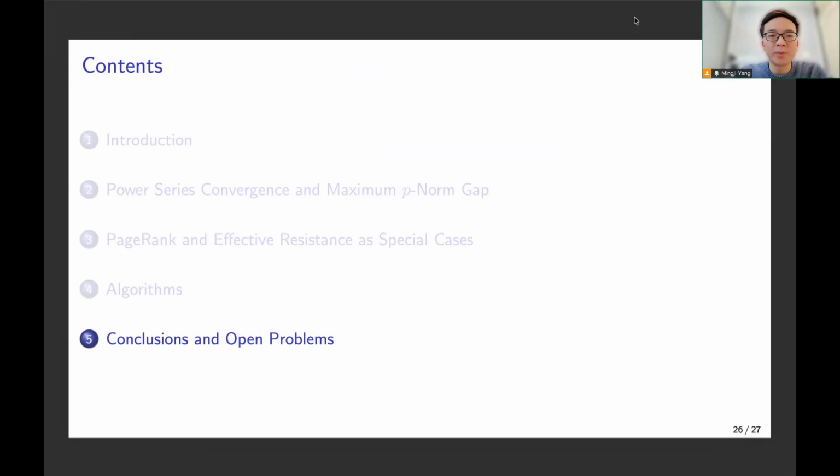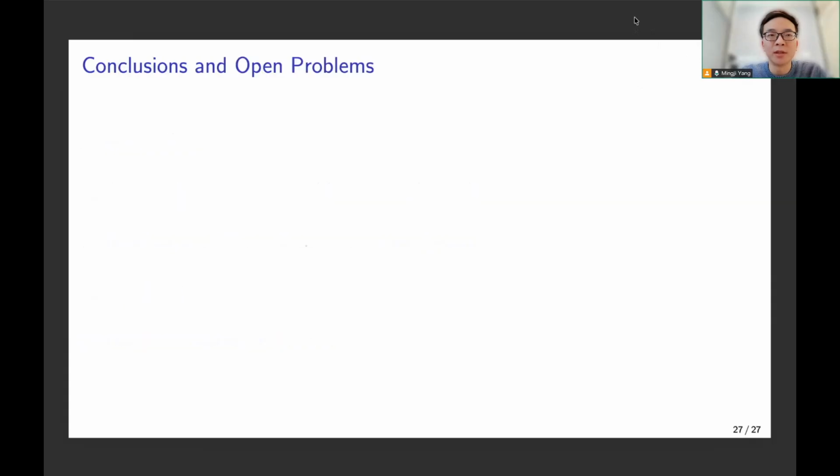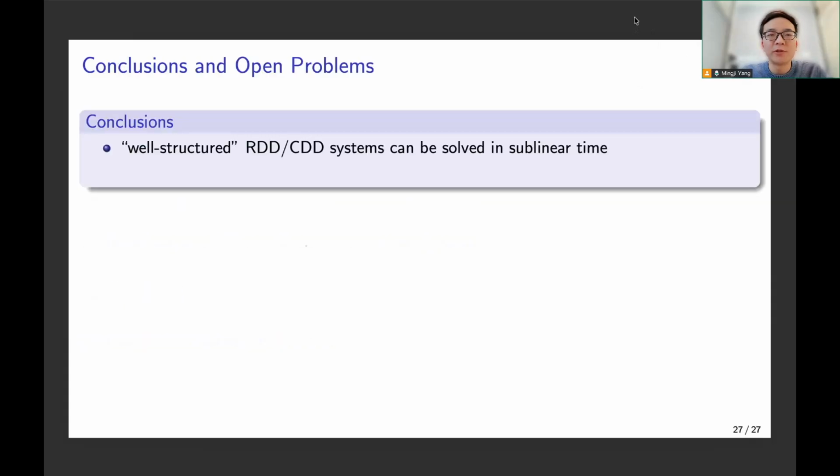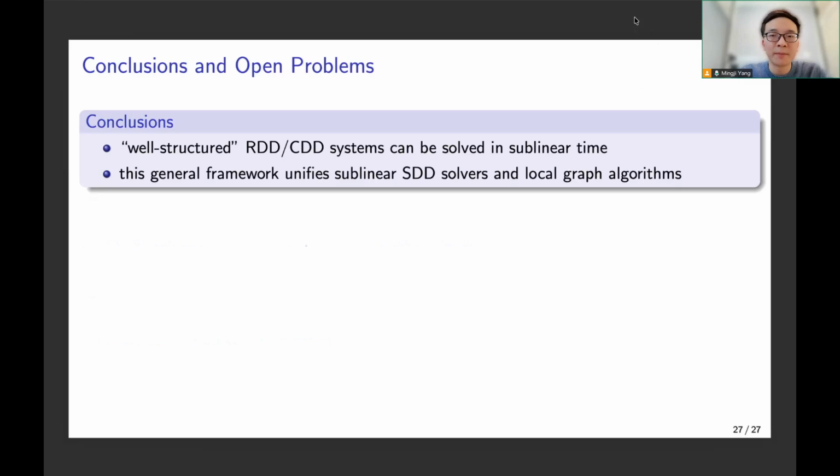Okay, finally, let me conclude this presentation. In summary, we have shown that well-structured RDD or CDD systems can be solved in sublinear time. Here, well-structured is measured in terms of the novel quantity of maximum p-norm gap that we propose. This framework also provides a unified and more general way of understanding the study of sublinear SDD solvers and also some local graph algorithms.